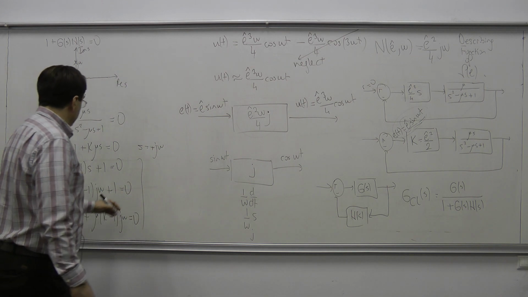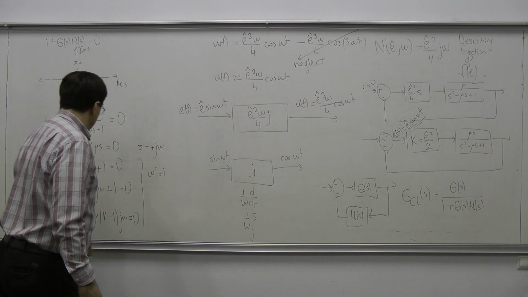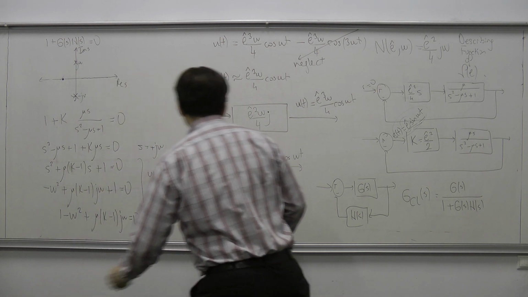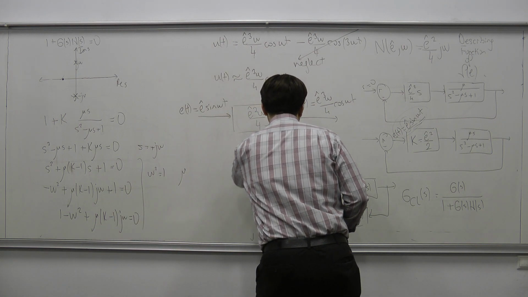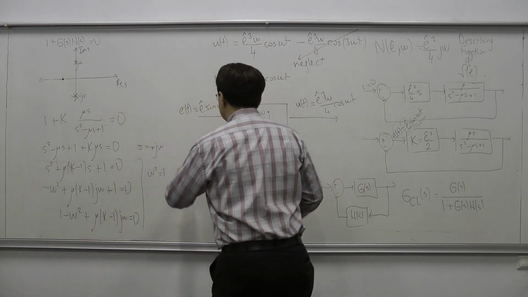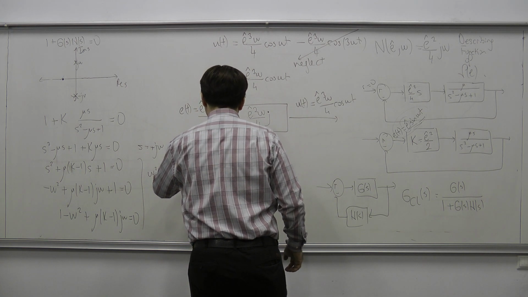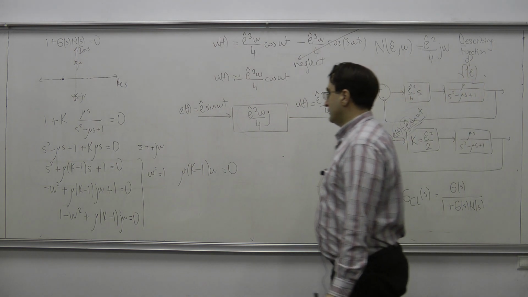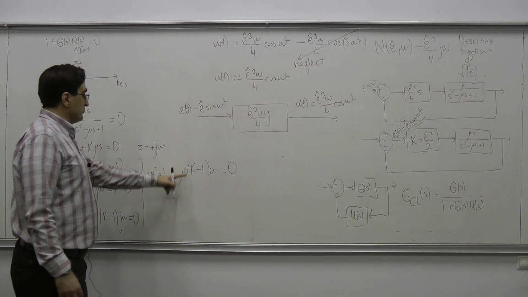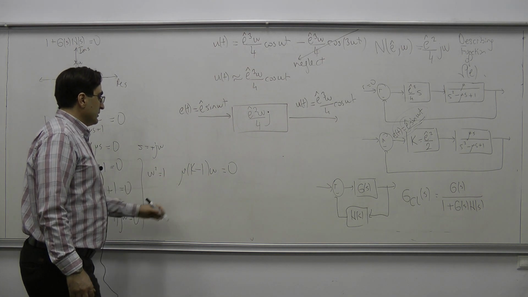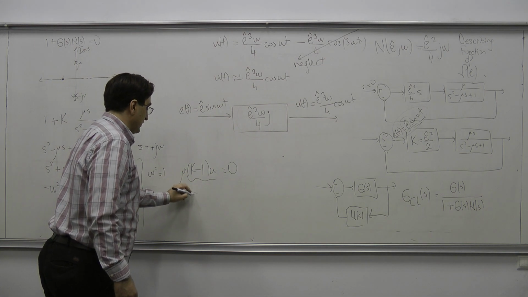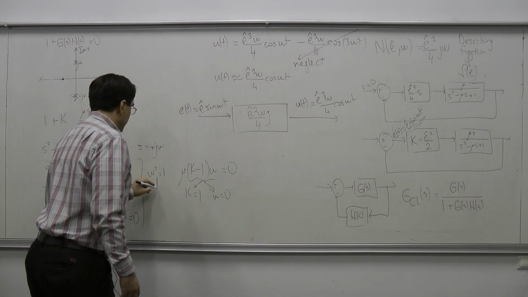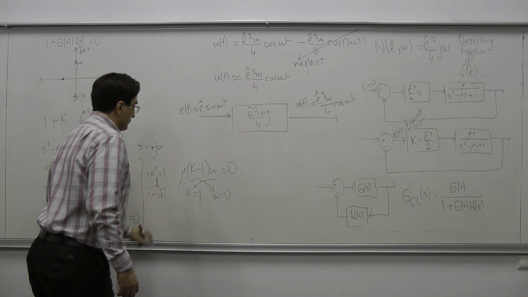If the real part is equal to 0, I have omega squared is equal to 1. And if the imaginary part is equal to 0, I would have mu times (k minus 1) omega is equal to 0. Mu is strictly positive. So that means I have possibilities here: either k is equal to 1 or omega is equal to 0. And here I have omega is equal to plus minus 1.